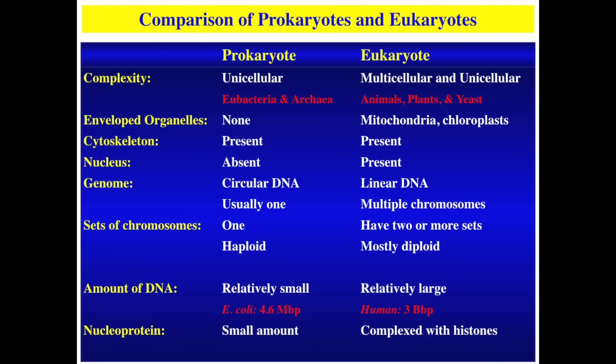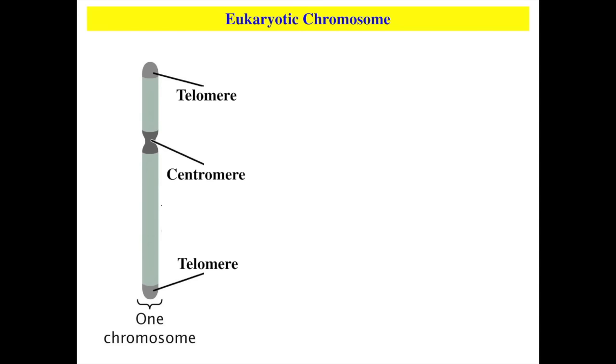Prokaryotes have a very small amount of nucleoprotein, that is protein that is associated with DNA. They don't have histones, and they have some proteins that are useful in compacting the DNA. Archaea are different from eubacteria and are more like eukaryotes, so they have histones that help compact their DNA. And of course, eukaryotes, their DNA is complexed with many histones, and the complex of DNA and histones is called chromatin.